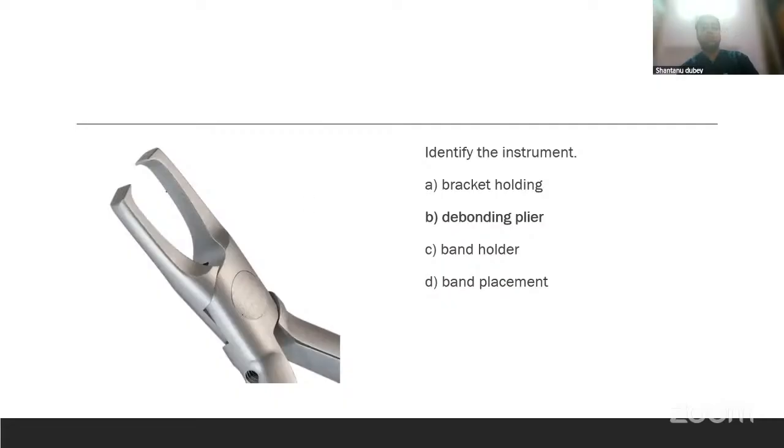Now here we see the edges. Do you see these sharp edges that it has to engage the bracket from behind the wing and engage the composite? So this is not bracket holding, not band placement, not band holder, nothing like that. It is debonding plier.